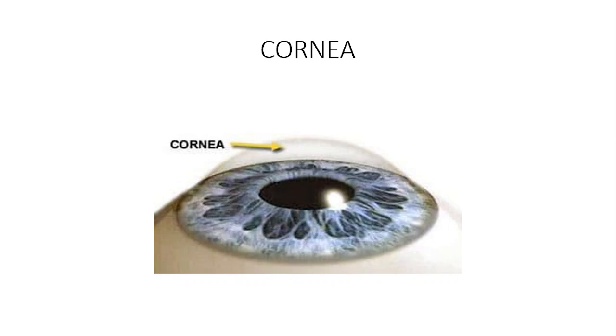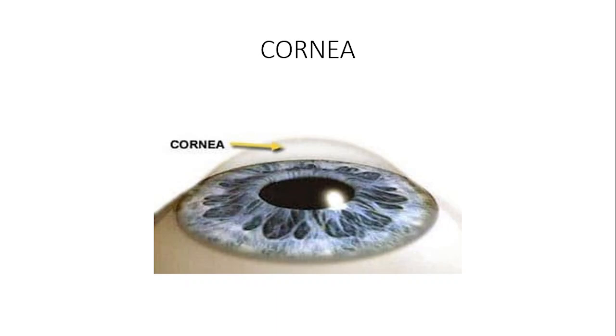Two, it helps in light refraction. So what is light refraction? When light from the environment enters, the consistency of air in the environment is not the same as the consistency of the cornea. So once light passes from the air onto the cornea, it may suffer a deviation. That's what we call refraction. So it helps in light transmission, it helps in light refraction.